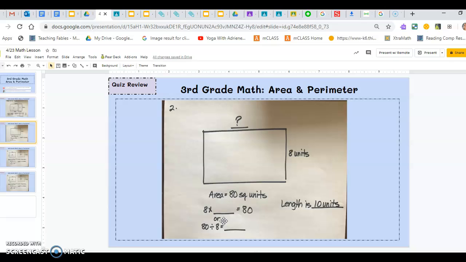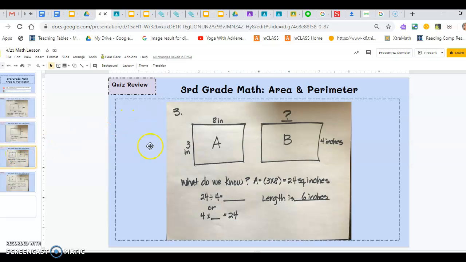Or if I'm really at that level, I can take the whole area, divide it by what I have, which is 8, and find the answer. The length is 10. 10 what? 10 units. And it's length, not square units, because it's the measurement of that one side.